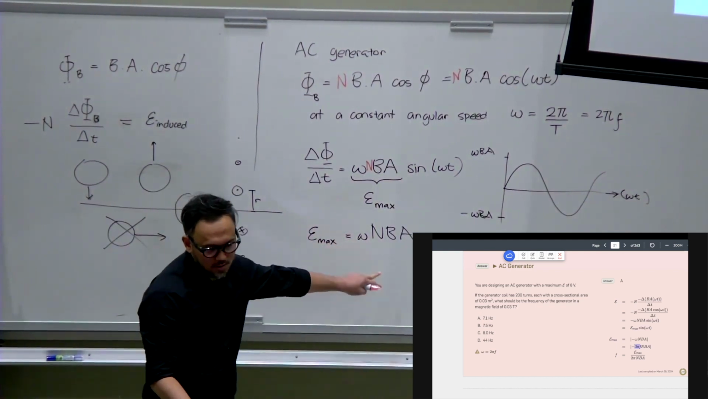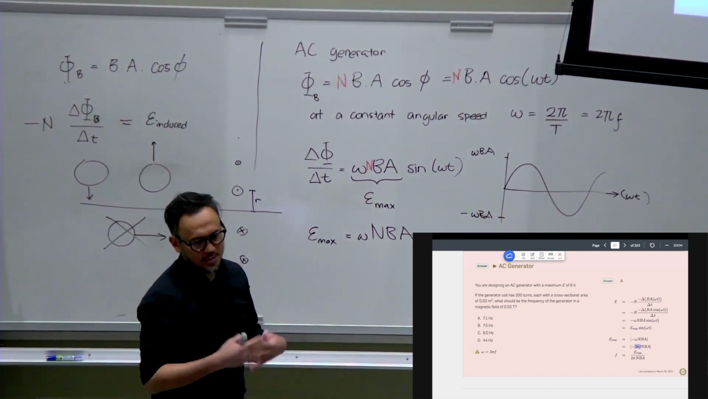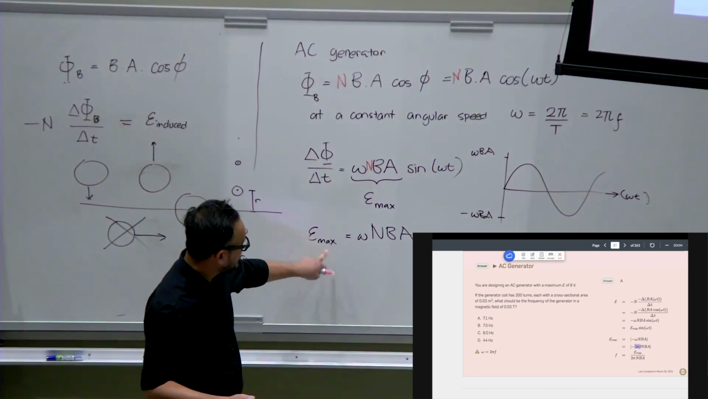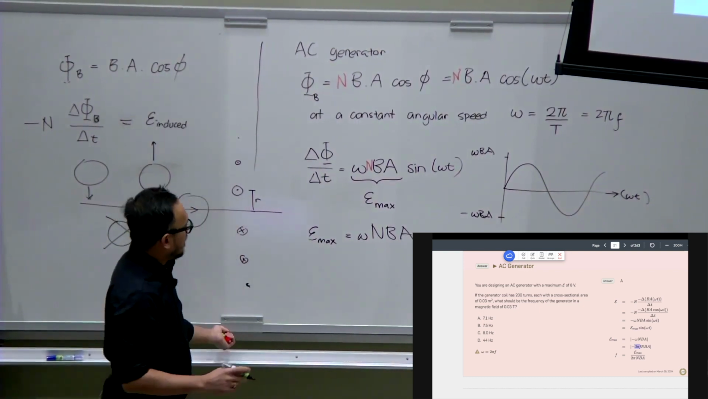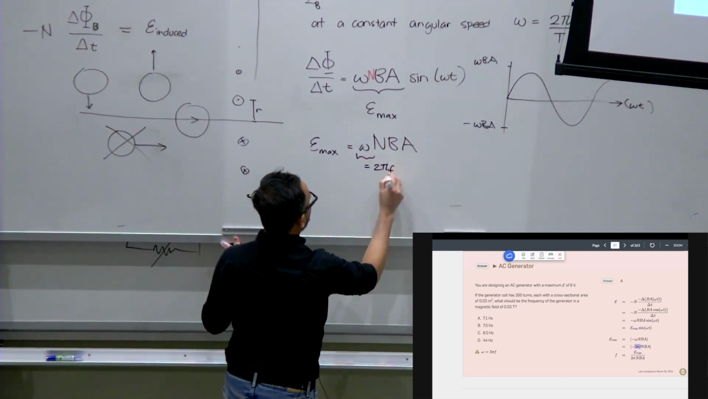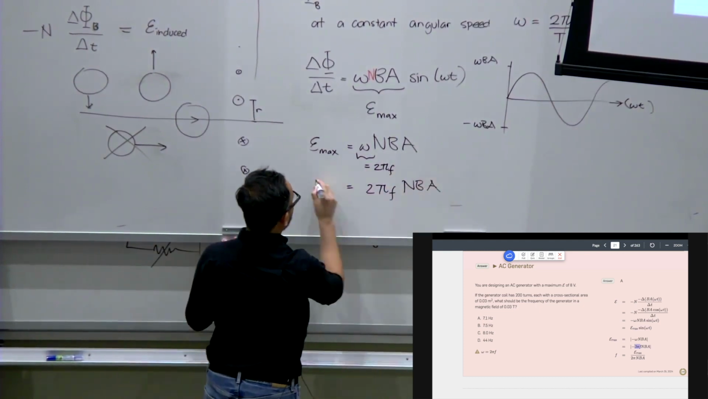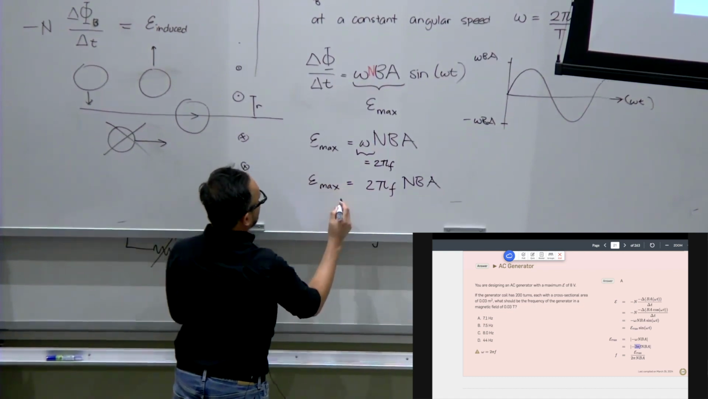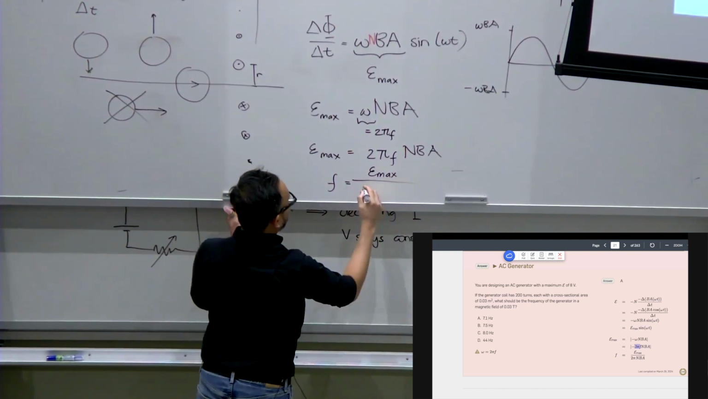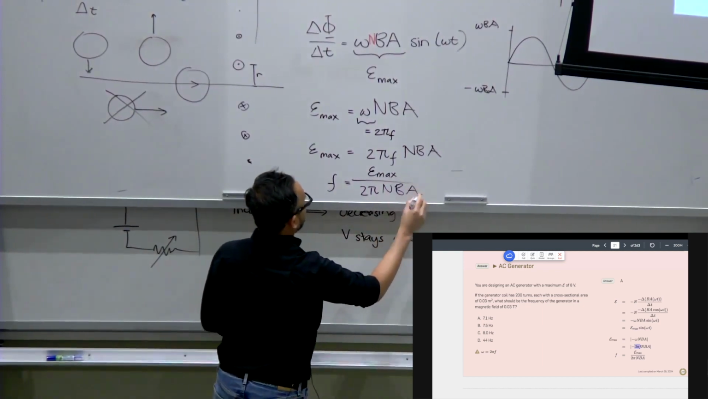N is 200 turns. Emax, AC generator with a maximum EMF of 8 volts. So this one is 8 volts. To solve this problem, omega is equal to 2 pi f. So this one is 2 pi f times NBA. So f is basically Emax divided by 2 pi NBA. Good.